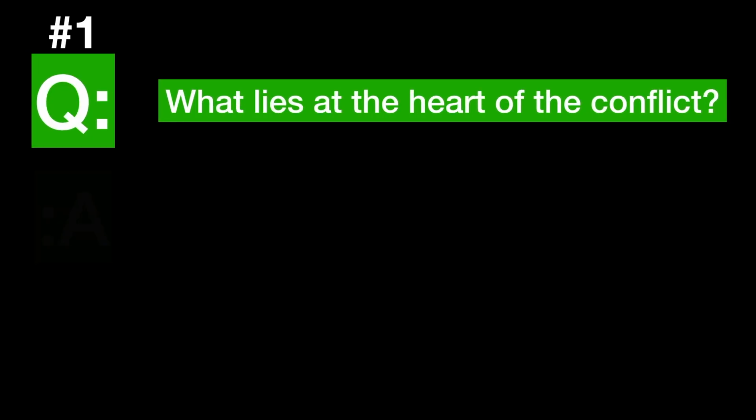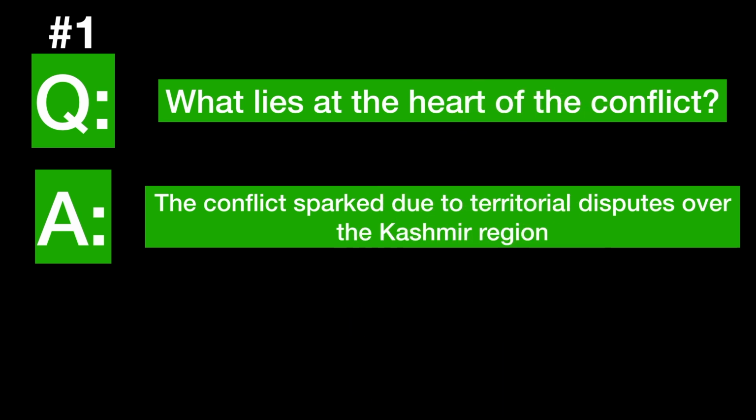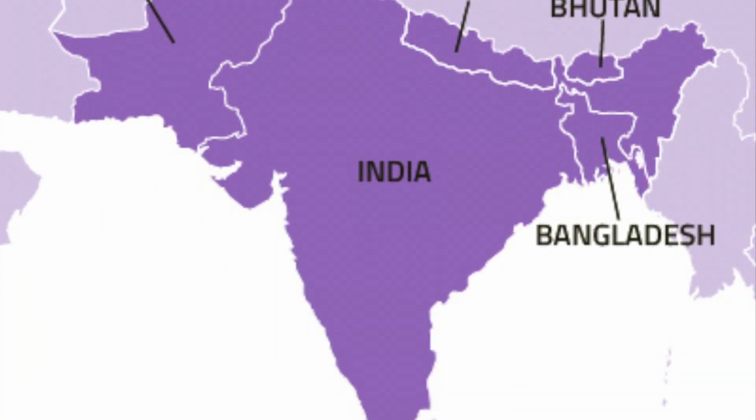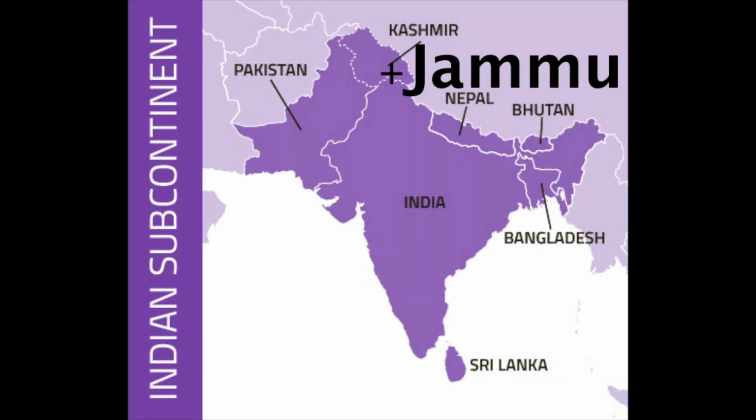Which leads us to question number 1, which is what lies at the heart of the conflict, and it sparked due to the territorial disputes over the Kashmir region. Those were the first two battles, which led to later battles because of the tensions. The spatial extent of the Indo-Pakistani War is the Indian subcontinent, highlighting Pakistan, India, Kashmir, and Jammu.